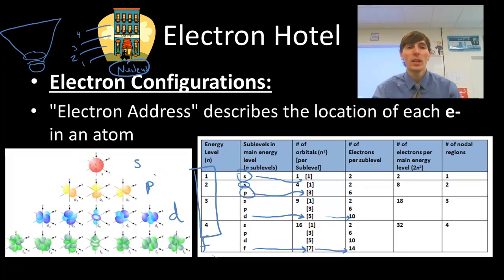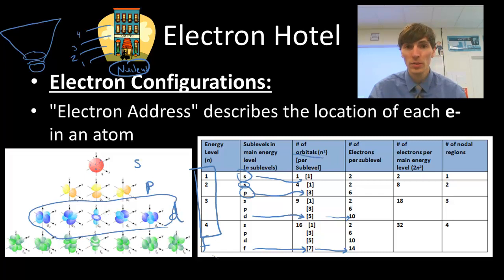So in this hotel, as we go up in energy level, we keep adding different sublevels, and each one of those sublevels has a certain number of orbitals. You can use this table as a handy way to navigate this. Electron configuration is taking the order that the electrons will fill this hotel, and it's always going to be the order of lowest energy to highest energy. Electrons always fill from lowest energy to highest energy. Low energy is good.